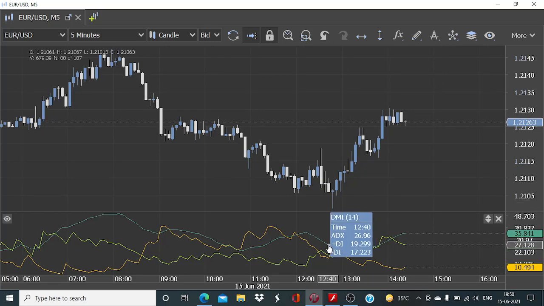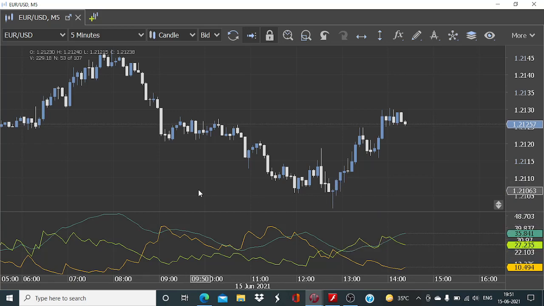So somewhere here we have the ADX value above 25, but it is declining. So even if we see the DI plus value crosses above the DI minus value, we will not really be executing the buy trade.